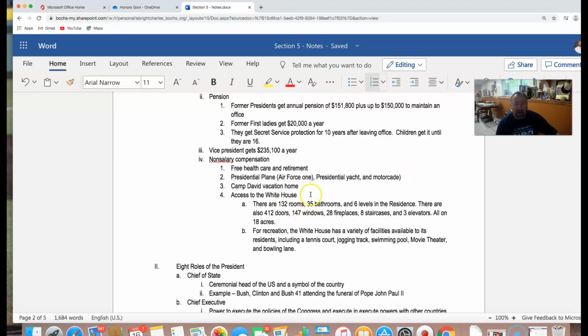Okay. Then he also has a vacation home called Camp David. Now, Camp David is just outside D.C. in the mountains of Maryland.